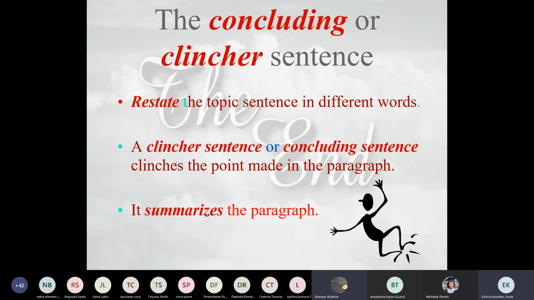Okay, so let's discuss the concluding sentence. We also refer to it as the clincher sentence. And like some of you said, you restate the topic sentence in different words. A clincher sentence or concluding sentence clinches the point made in the paragraph. So you put a nice little bow on the top of that wonderful paragraph that you have created, and it just brings it all together. Yes. It summarizes the paragraph.